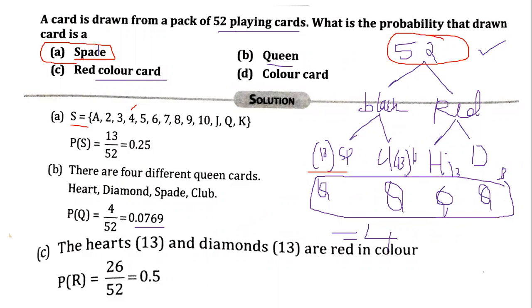Understood? So that is the red color card. Clear? Understood the third sub question?